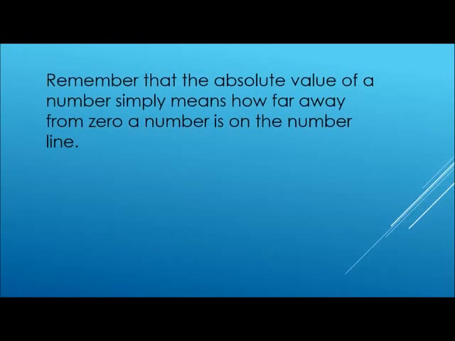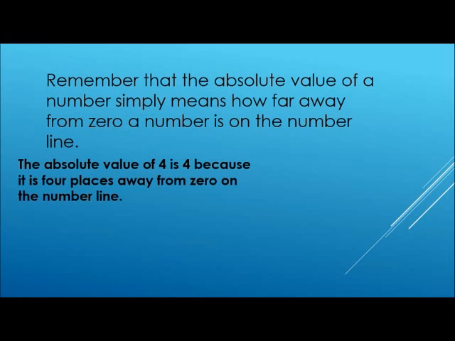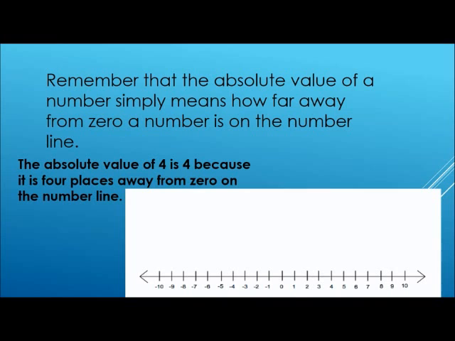Remember that when we talk about absolute value, we're talking about how far away a number is from zero on a number line. So for example, the absolute value of 4 is 4 because it's 4 places away from zero on the number line. You can see that here. If I start at 4 and I want to go all the way back to 0, I'm going to jump 1, 2, 3, 4 places. So we say that the absolute value of 4 is 4 because it's 4 places away from 0 on the number line. And we also write it like this.